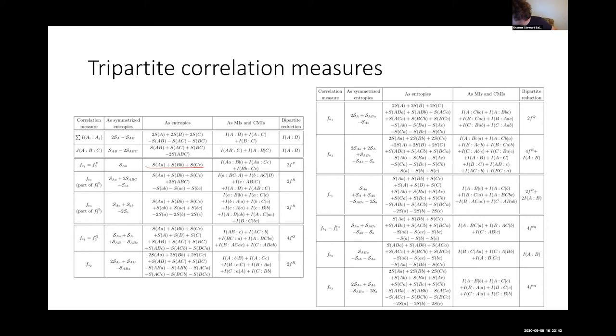Well, I don't need to tell you my favorite one. You can see some of these are complicated. And the point here of putting them all as a sum of mutual informations and conditional mutual informations is that it ensures not only that they don't go off to minus infinity, the objective function we're minimizing is non-negative. So that means that somehow when these correlation measures go to zero, that tells us something, I guess, qualitative about what kinds of correlations are sitting in the state that we evaluated them on.